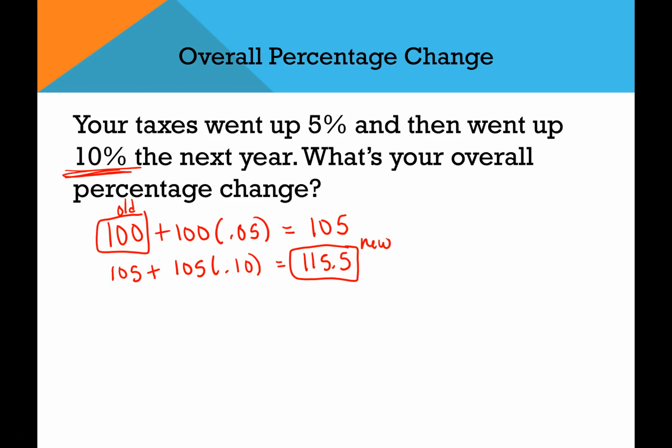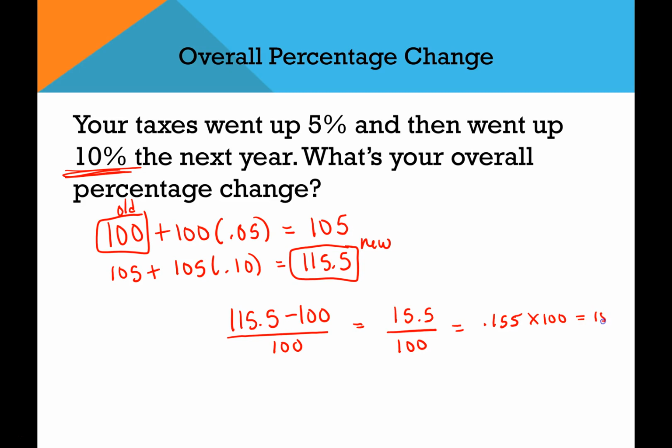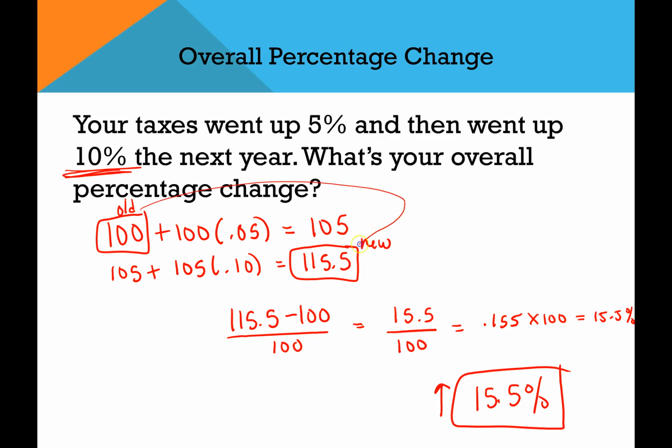Let's do new minus old over old. So this is 115.5 minus 100 over 100. Well, that's going to give me 15.5 divided by 100. That means bring my decimal over 2 places. That's a 0.155. Multiply by 100 and I get 15.5%. So it went up 15.5%. So, you know, this is starting to make me feel like we really do have a pattern that we're just going to take this answer and it went up 15.5%.